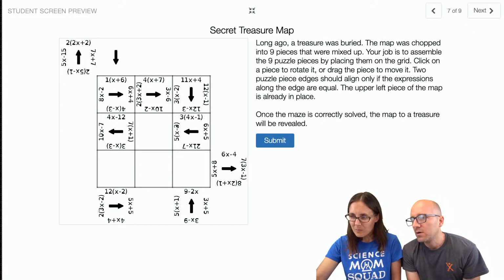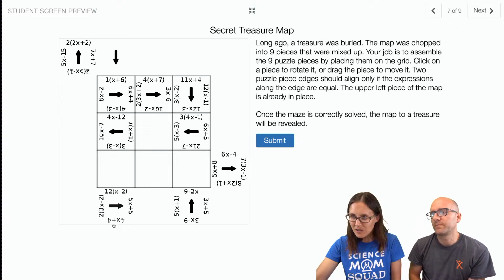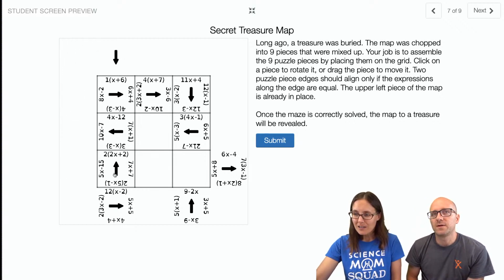Okay, so 5x minus 15. Do we see a 5x minus 15? I do, right up here. Okay, I'm going to drag it down in.